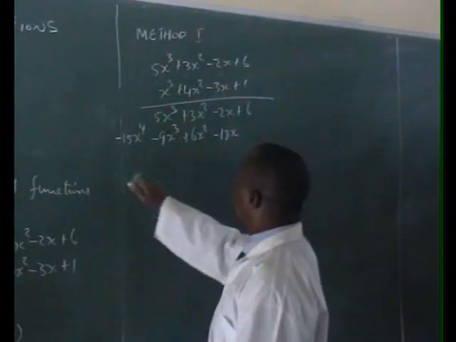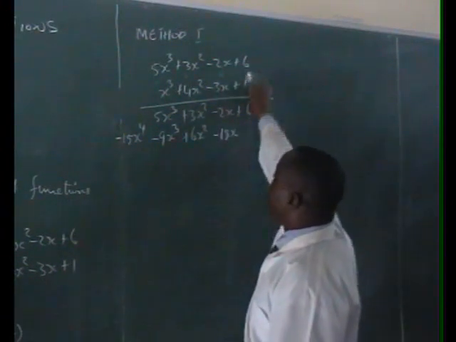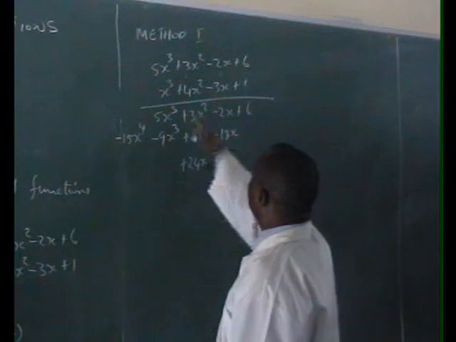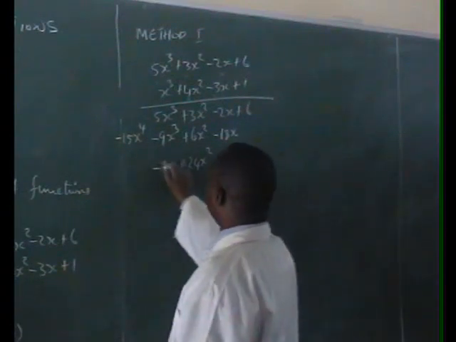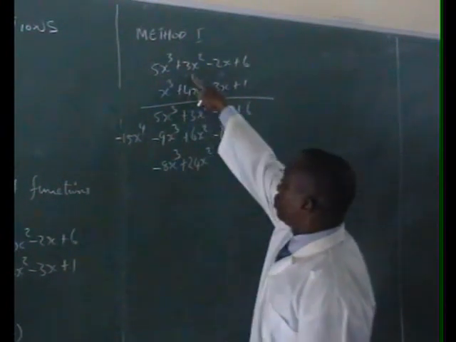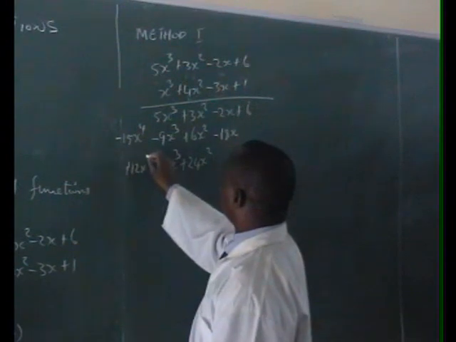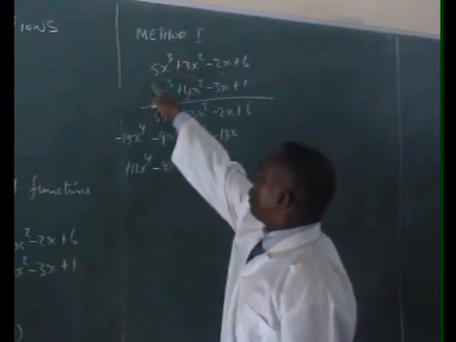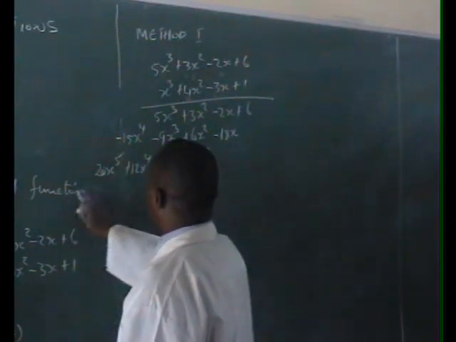Right. Now we can also use this one as 4x squared. 4x squared times 6 will give us 24x squared. 4x squared times minus 2x will give us minus 8x cubed. Then 4x squared times 3x squared will give us 12x raised to the power 4. Then we have 4x squared times 5x cubed gives us 20x raised to the power 5. Right.